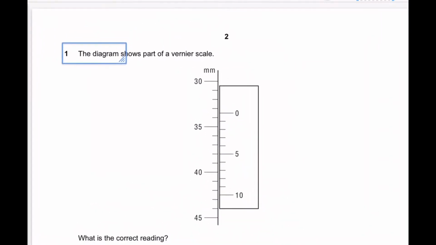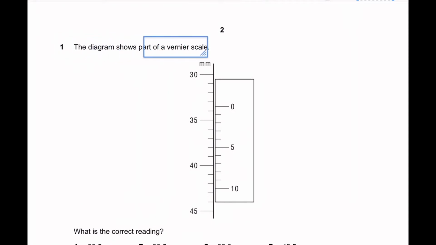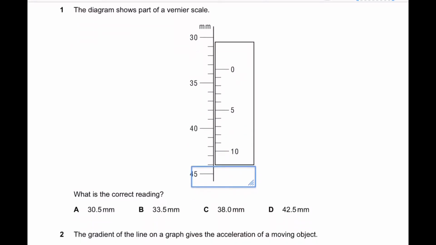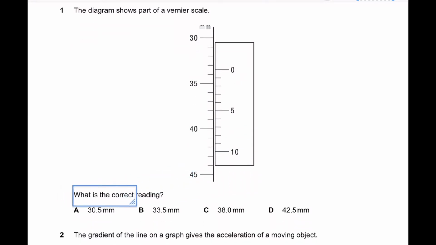Here we have the diagram shows part of a Vernier scale. As we can see here, the question is asking what is the correct reading. So first of all, we need to read the Vernier scale. How to read is here, the left side. There's two sides on this Vernier scale. First side is the main scale. On the right side, which I'll label number 2, is Vernier scale.